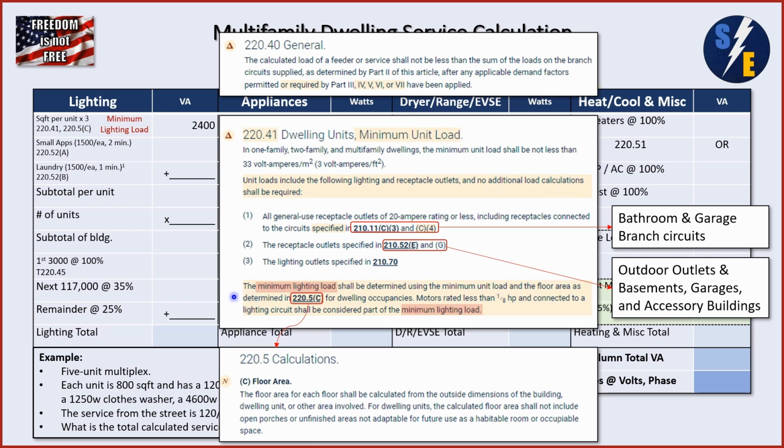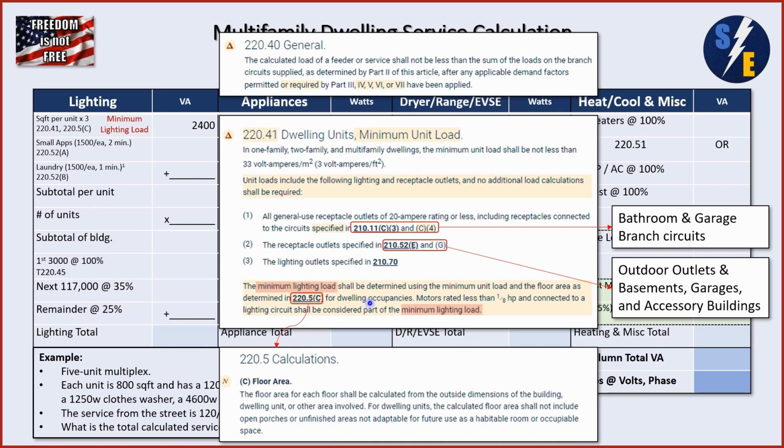Okay, the last section here says the minimum lighting load shall be determined using the minimum unit load and the floor area as determined in 220.5C for dwelling occupancies. Now 220.5C tells us how we establish floor area. The floor area for each floor shall be calculated from the outside dimensions of the building, dwelling unit, or other area involved. For dwelling units, the calculated floor area shall not include open porches or unfinished areas not adaptable for future use as a habitable room or occupiable space. Okay, so that's pretty straightforward.